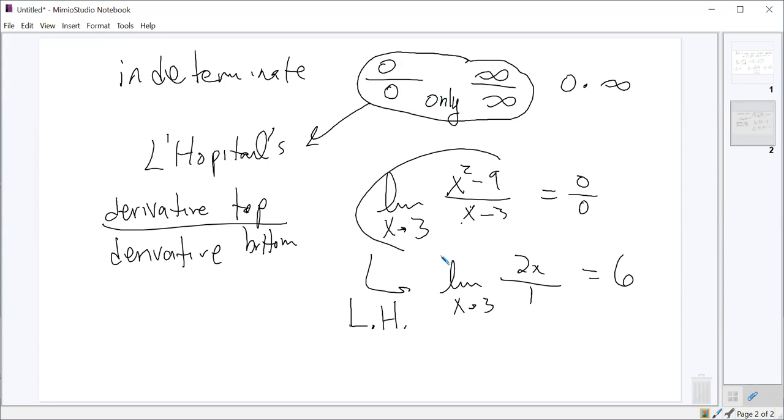What's something else we could have done to solve this one if we needed to? Factoring. Sure, we could have factored it, right? We could have factored x plus 3, x minus 3 over x minus 3, canceled the x minus 3s. I think L'Hopital's rule is quicker and easier, but that's just up to you. If you want to do the factoring way, you can. We have some other things that we can do.